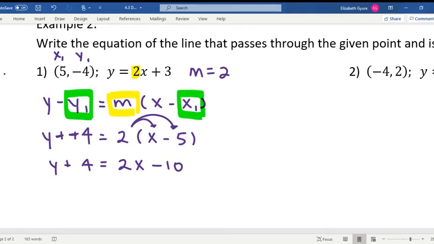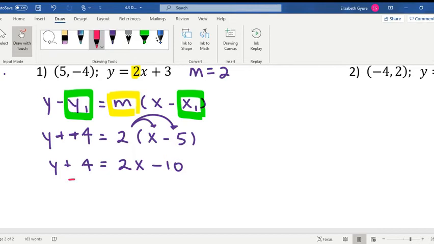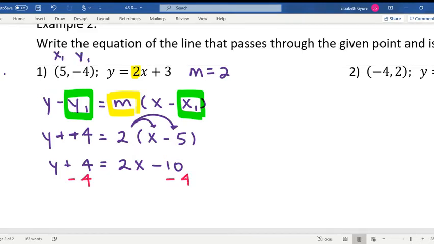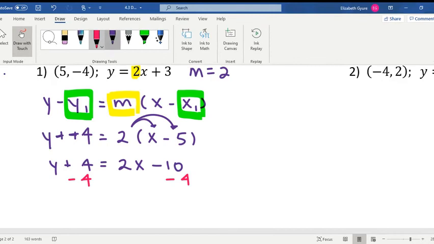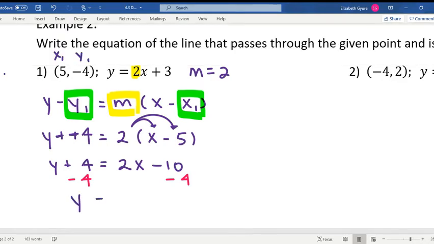Now, what's our final step? We don't want to divide. Very good. Yeah, we got to get rid of this 4. It's being added, so to get rid of it, we are going to subtract it. So that's going to give us y equals 2x, and then you're going to combine this here. What's -10 minus 4? -14. Good. And then that is our answer.